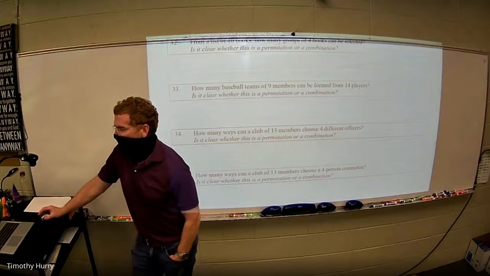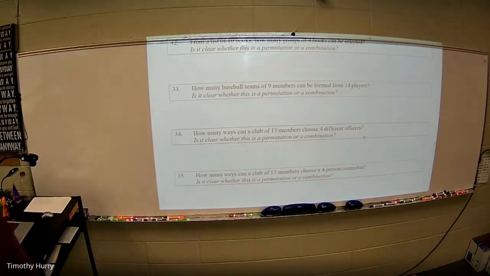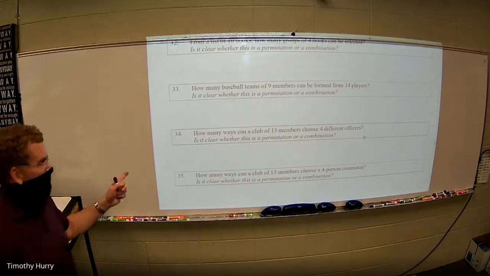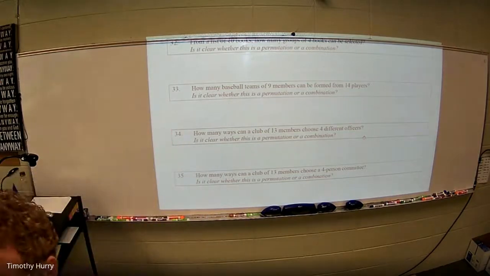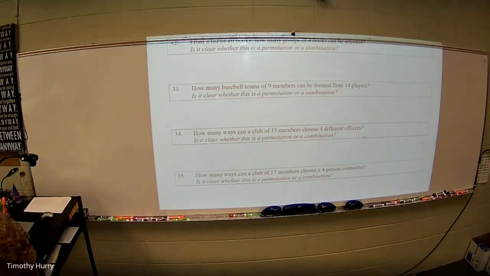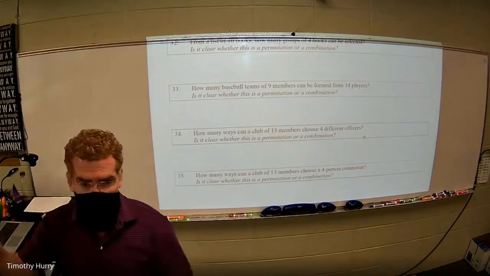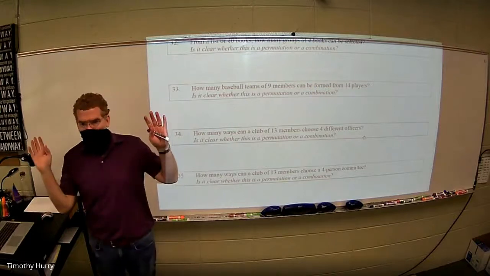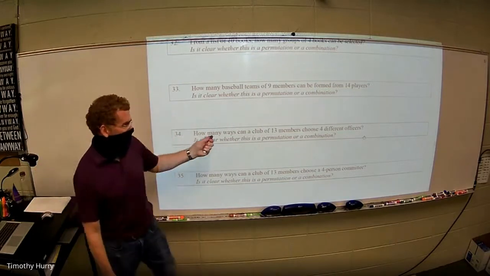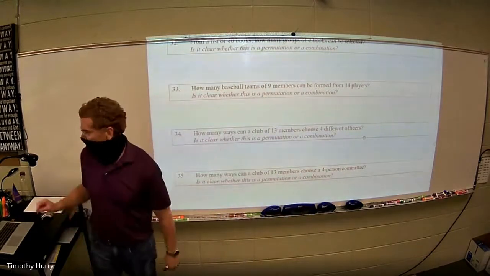What about how many ways can a club of 13 members choose 4 different officers? Feels like a P on that one, right? Because if I have 13 members and need to pick 4 officers, if I just pick you 4, you might be the president, vice president, treasurer, secretary, parliamentarian, whatever. There's a lot of ways to do that, just within those 4. According to this, different officers, unique, really feels like a P there, 13P4.